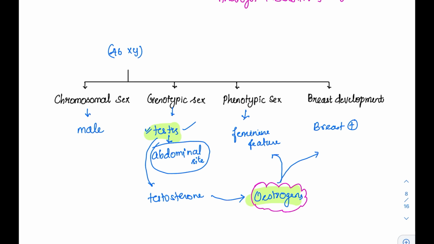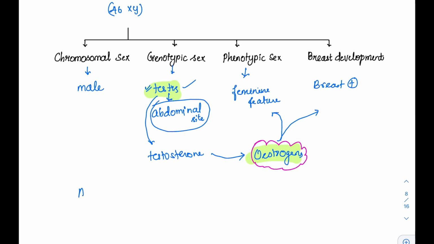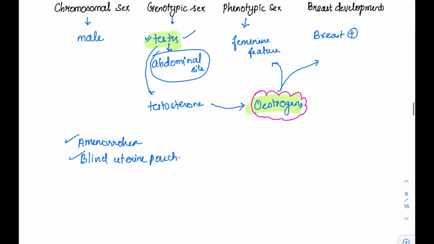So how do they come to the diagnosis? First, they will present with amenorrhea. They will not reach menarche at all. Amenorrhea will be there, like menarche is not attained. Then there will be a blind uterine pouch. Why is a uterine pouch developed? Because testosterone is the one which has to inhibit all the female characters. That is not available. Amenorrhea and a blind uterine pouch will be there.